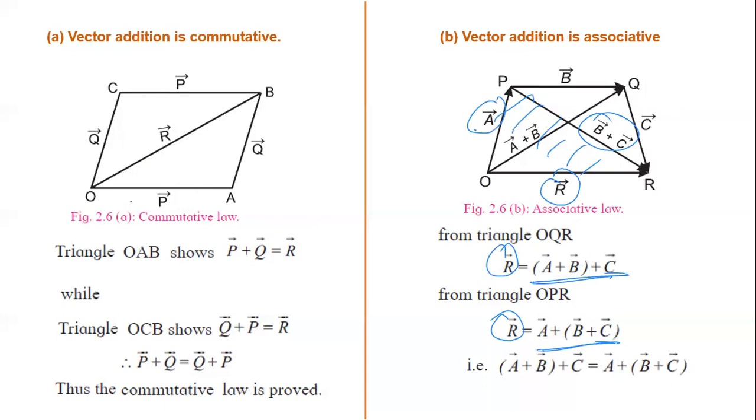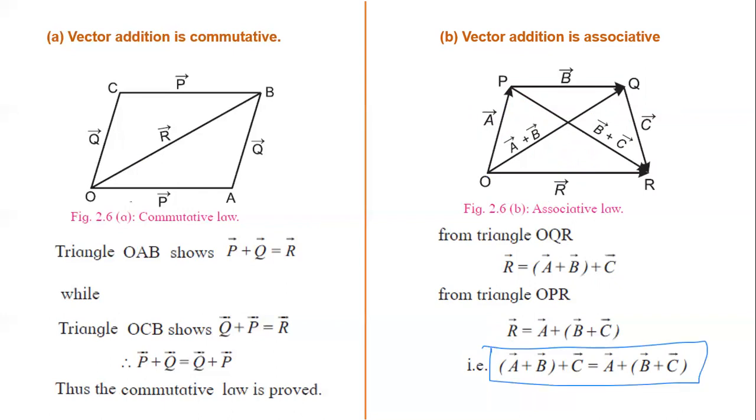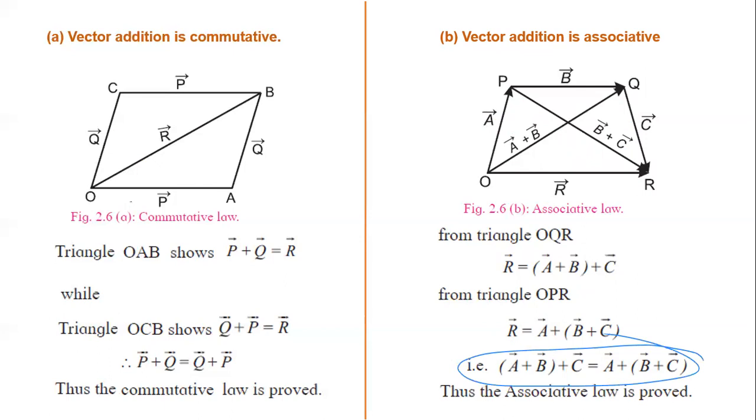So I can write here, A bar plus B bar in a bracket plus C bar is equal to A bar plus B bar plus C bar in a bracket. So when both sides are the same, it is called associative. Associative law means anywhere we can put the bracket, then also we get the same result. So this is the associative law. In examination a question may be asked: show that vector addition obeys the associative law. Then you have to write up to this. You have to draw the diagram and show it. So it obeys the associative law of addition.